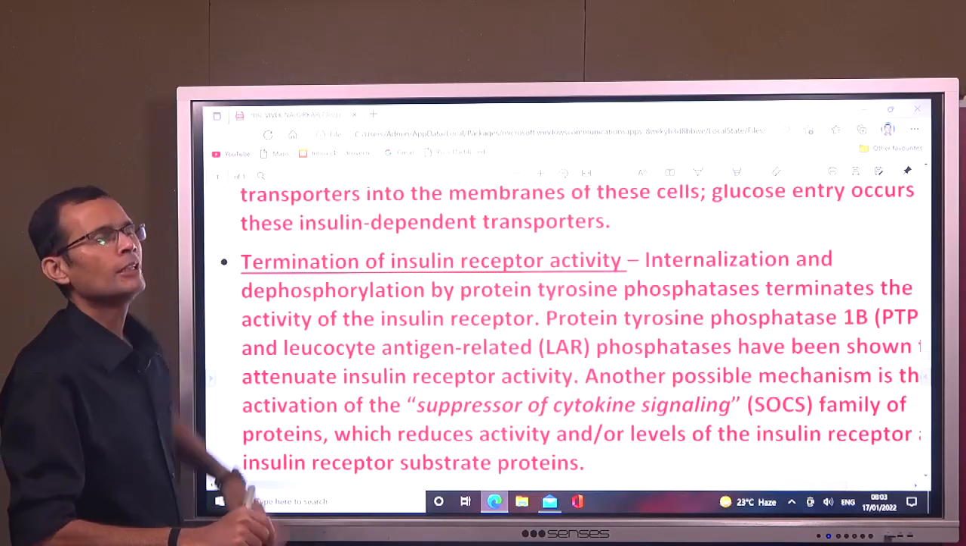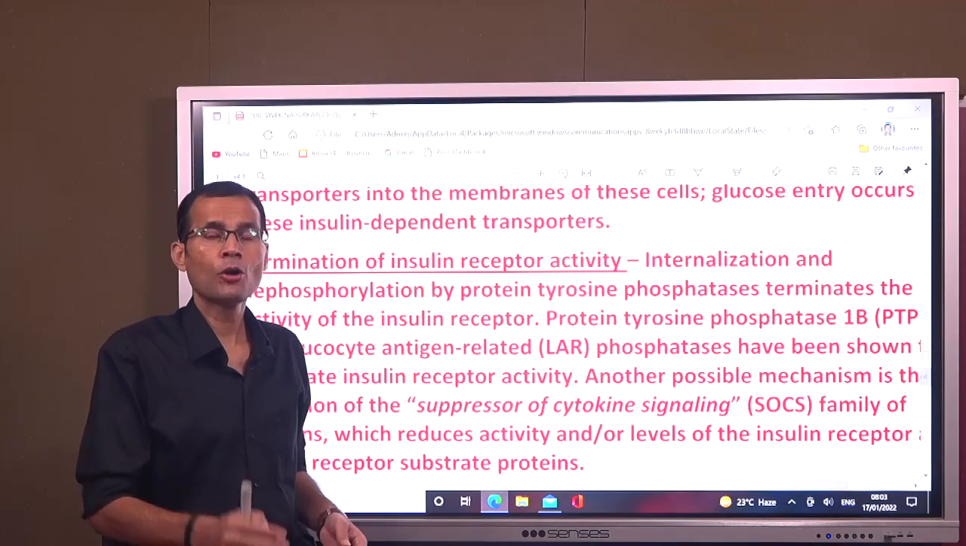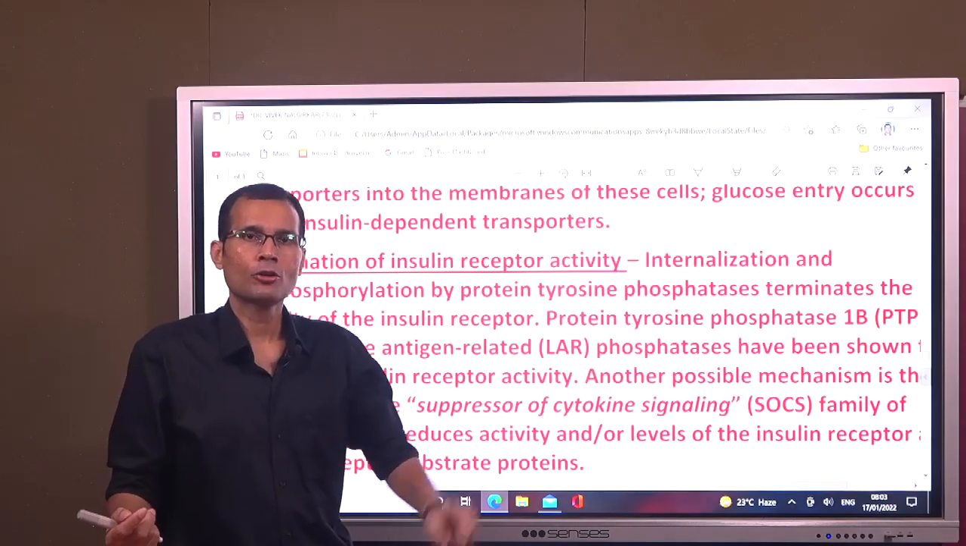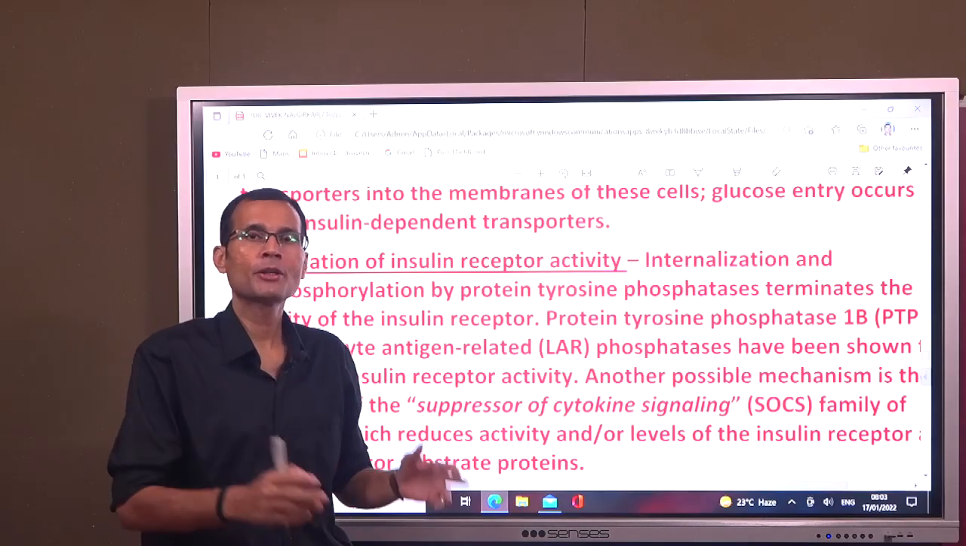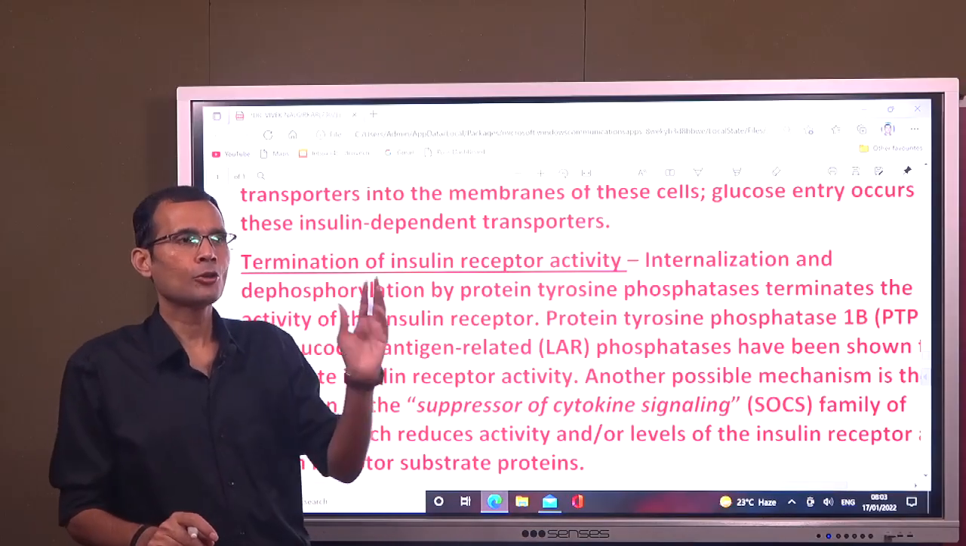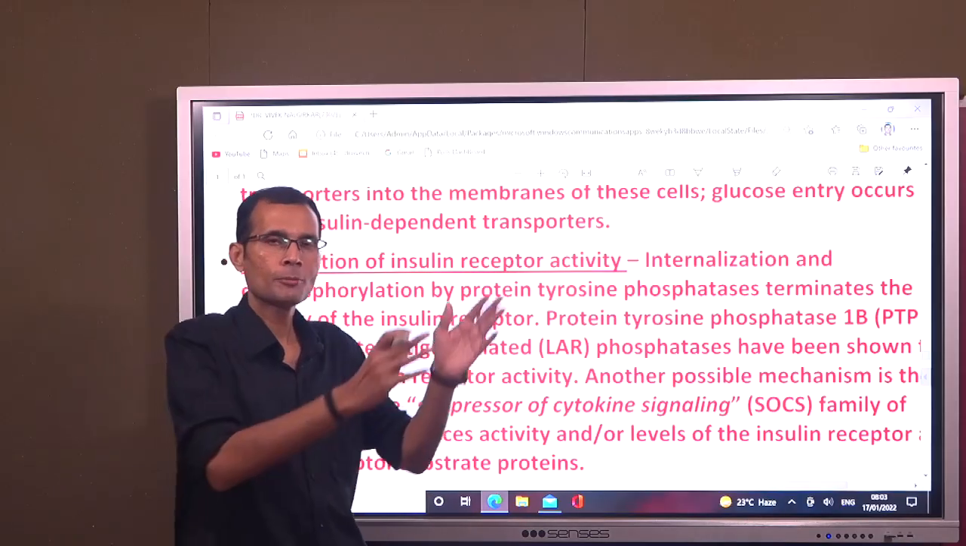Please remember, in diabetes mellitus, when there is absolute or relative lack of insulin, or if there is insulin resistance, you will see that there is weight loss, and the weight loss is because there is loss of fat and there is loss of muscle glycogen and muscle tissue. Therefore, the person becomes thin.